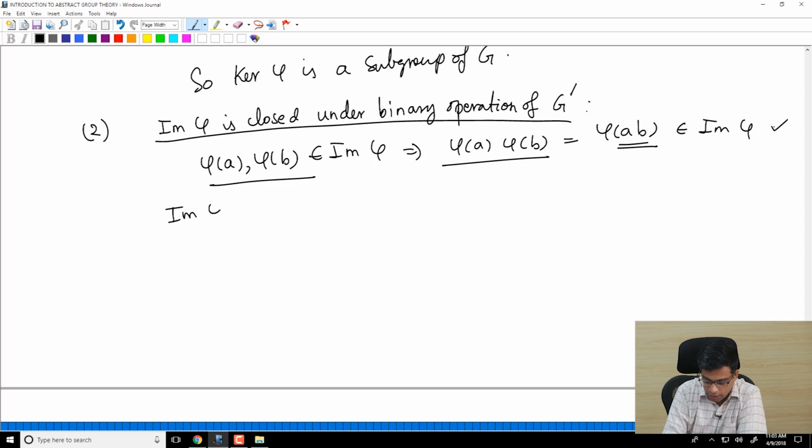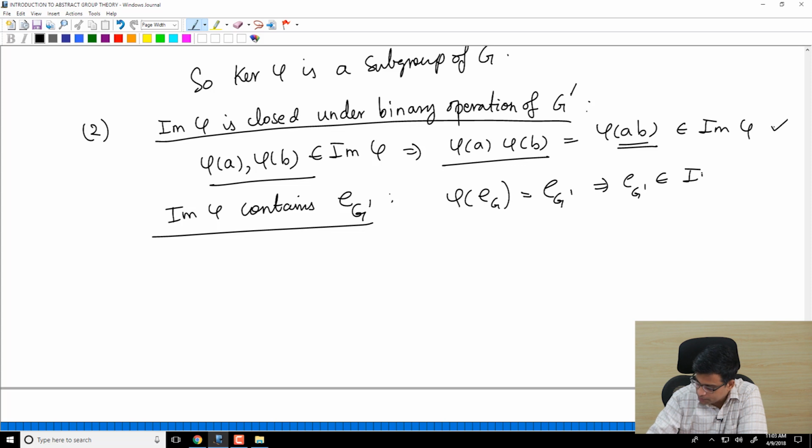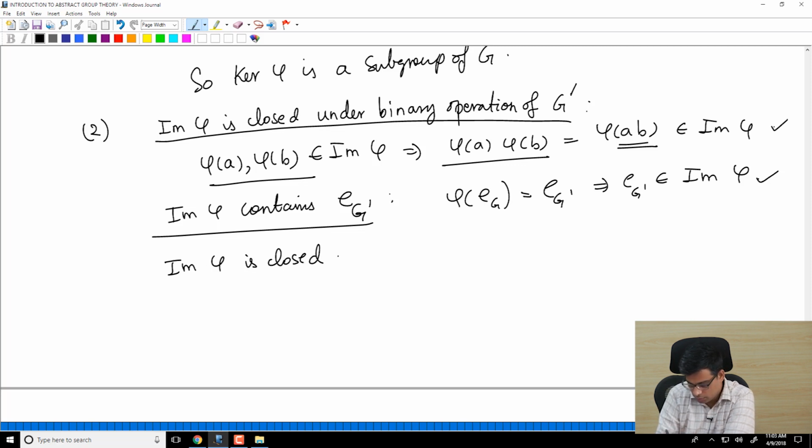Image phi contains EG prime. It must contain EG prime in order to be a subgroup, but it does because phi of EG by the previous proposition is EG prime. Recall again that image is the set-theoretic image of the function. EG prime is the image of an element, so it is contained in the image. Image phi is closed under inverses.